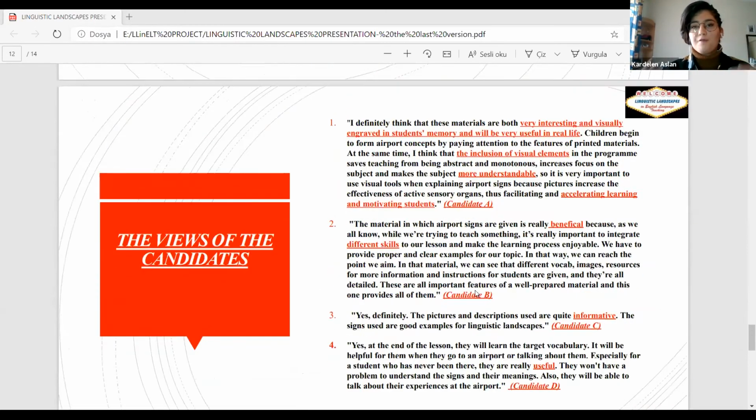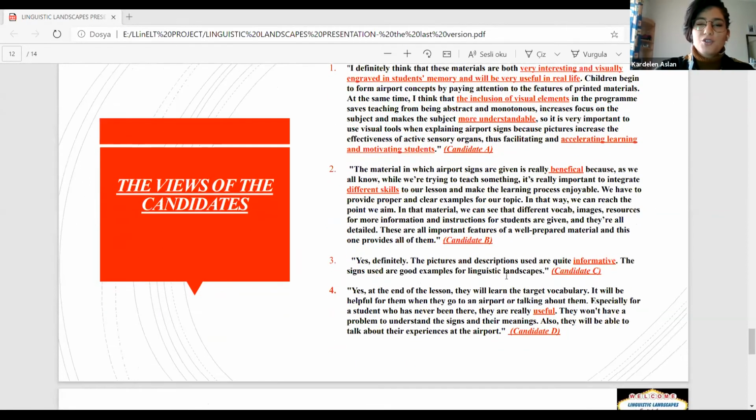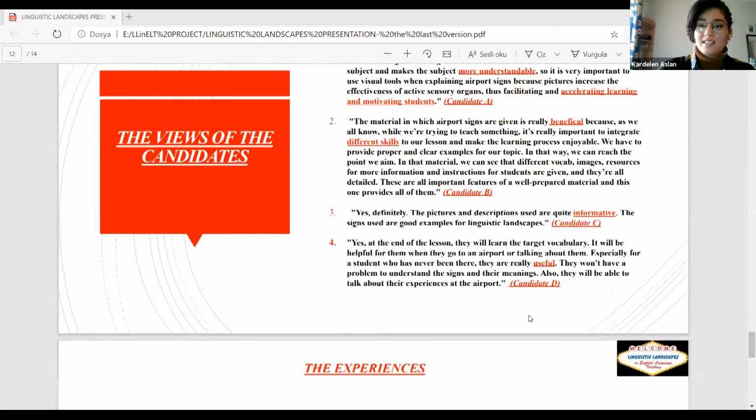In general, they find the material really interesting, and they are of the opinion that it's very important to integrate photographs or signs related to linguistic landscapes because it makes the course really understandable, it accelerates the learning pace, and it really motivates the students, and also it makes learning permanent in their minds. And also it's very beneficial to use different skills while we are integrating linguistic landscapes to our courses. And it's very informative and useful, because it's far from classical methods like the grammar translation method, since we use so many visual elements while integrating linguistic landscapes.